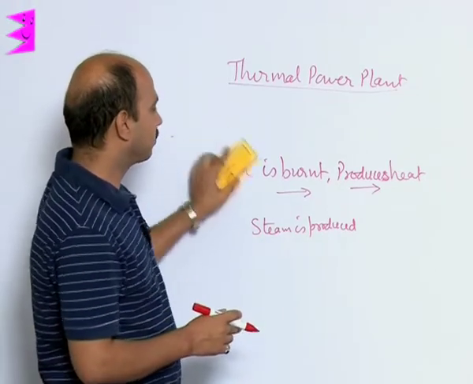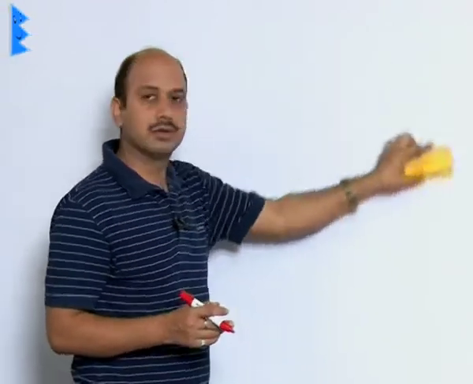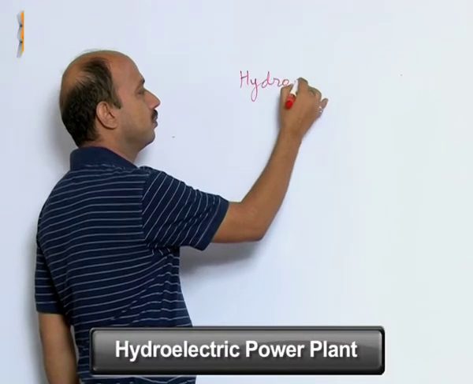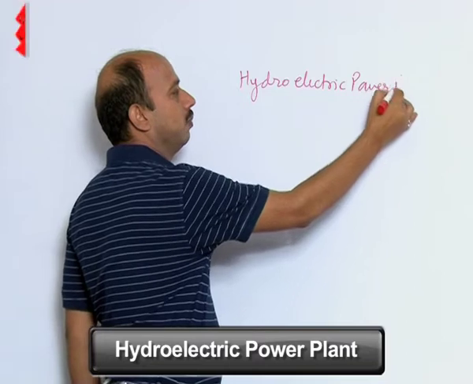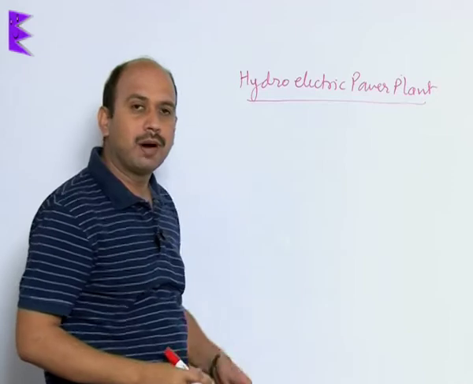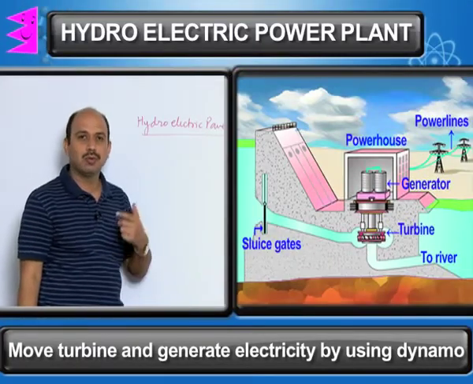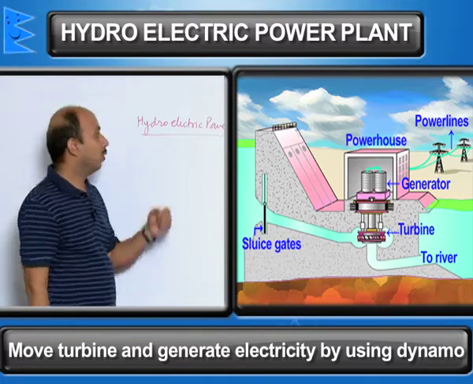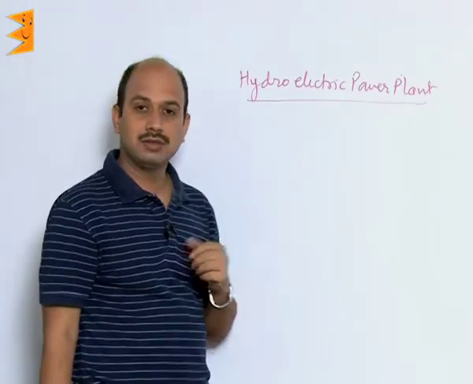Now you can see another example, that is hydroelectric power plant. So what happens in hydroelectric power plant? So basically for getting power here, the main objective is to move turbine, and electricity has to be generated by using dynamo. So now what happens in hydroelectric power plants? These power plants you might have visited.